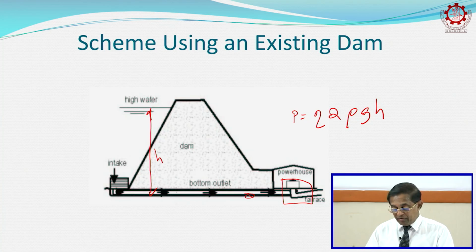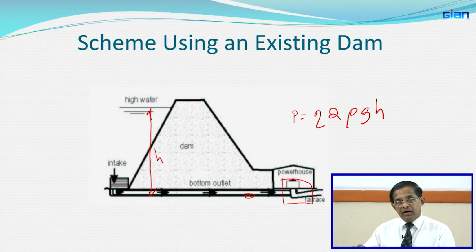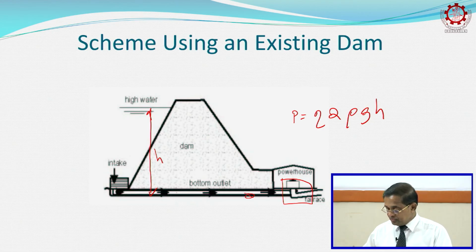Power generation water will be taken by another intake through a canal or a tunnel to the same system that we discussed earlier. This is in addition to that regular power generation.